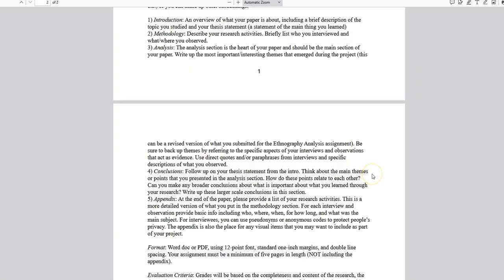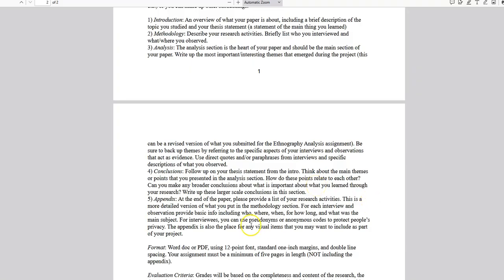So you can do things like think about all the main themes and points that you presented in your paper, and think about how those points relate to each other. Is there a bigger point you can make, a broader conclusion you can come to? That can be what's written up in this conclusions section.